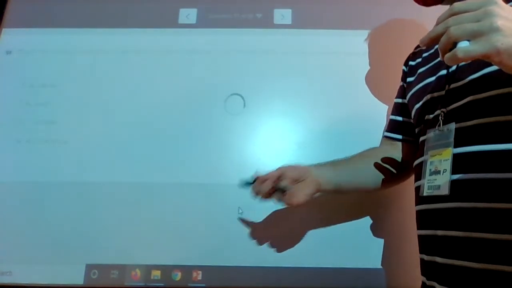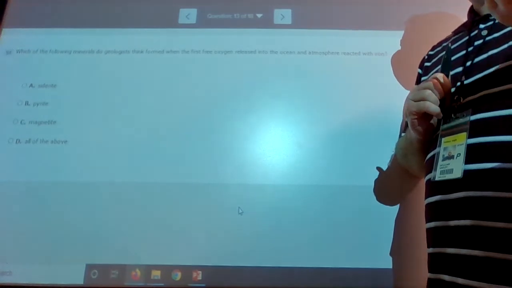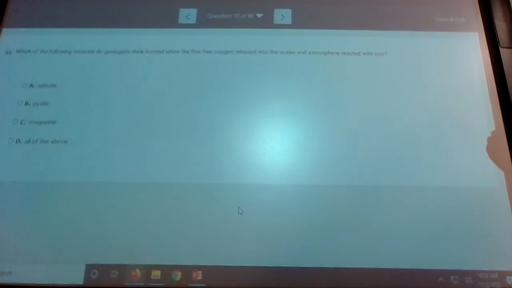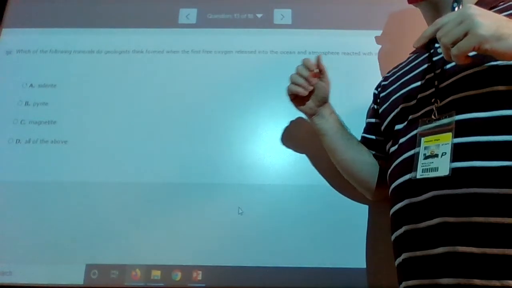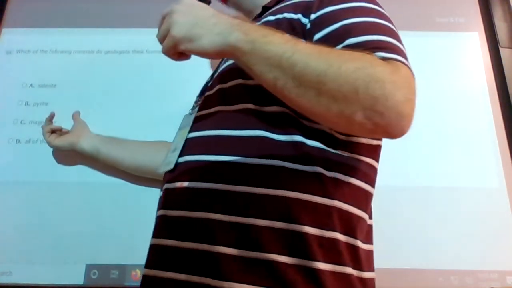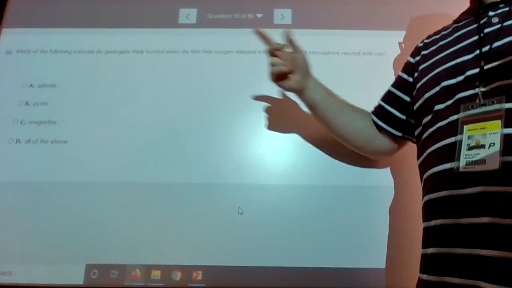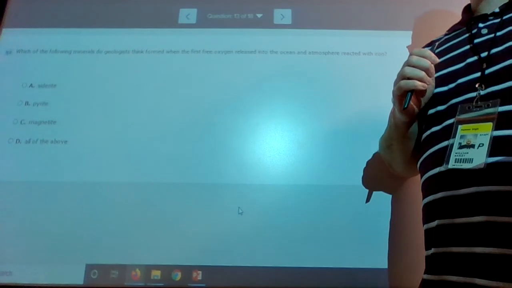And then number 13, which of the following minerals do geologists think formed when the first free oxygen was released in the ocean and atmosphere? You've had this question before, but does anybody remember? Yeah, it's all of the above. It's the siderite, the pyrite, and the magnetite. All of these have iron oxide in them, so a little bit of iron, a little bit of oxygen. So it should be all of the above on that one.